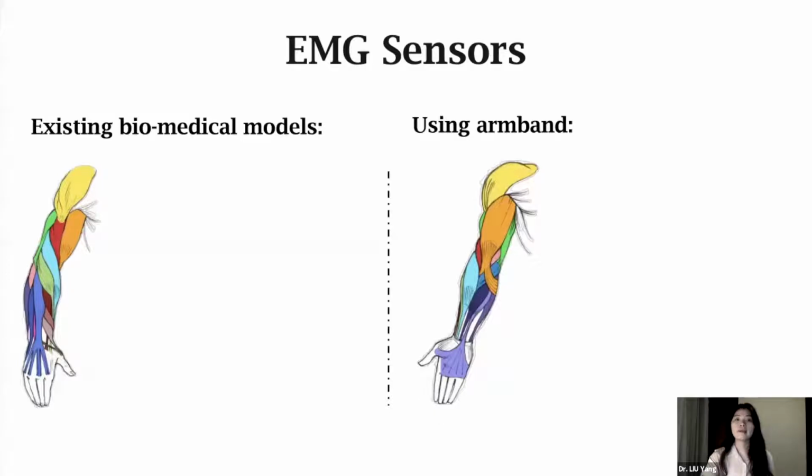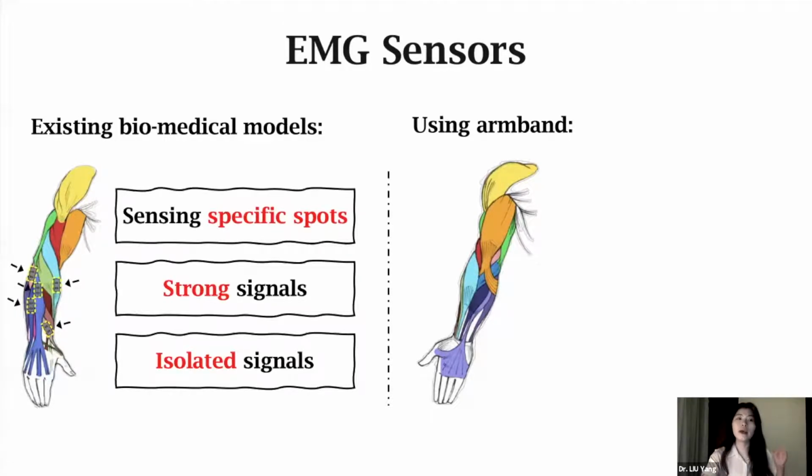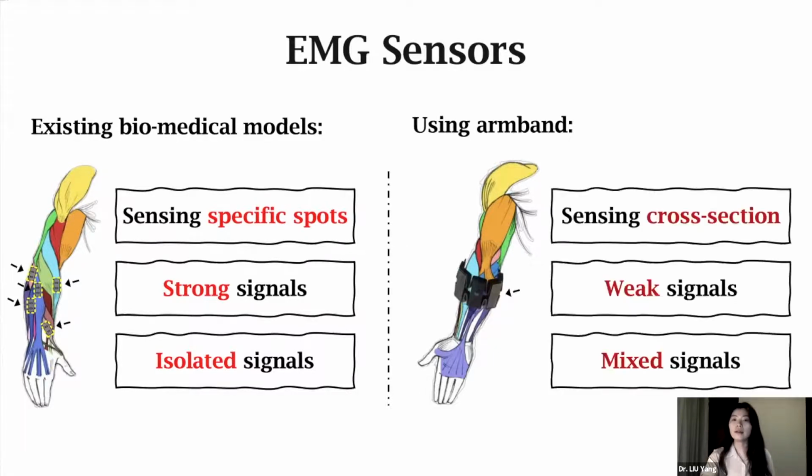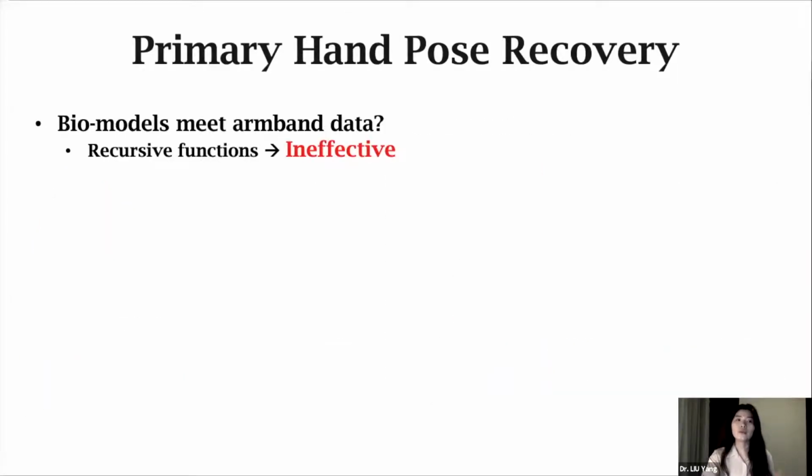To track a human hand, the widely used sensor is called the EMG sensor. It can sense the activation level of our muscles. Existing biomedical models require multiple EMG sensors deployed on specific spots to sense strong and isolated signals from each piece of muscle. However, sensors on one armband can only sense one cross-section of our arm. We may only have weak and mixed signals from multiple muscles. So we cannot directly use the biomedical models with such armband data because their main regression functions will be ineffective.